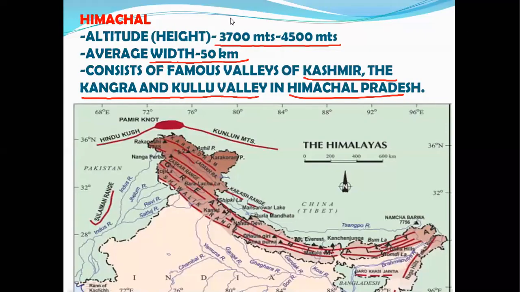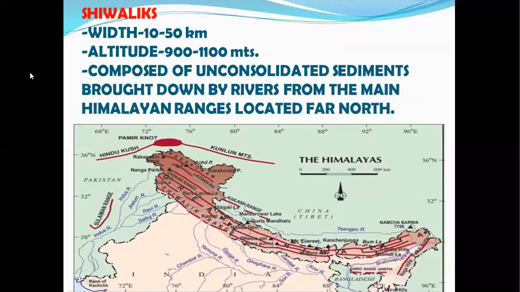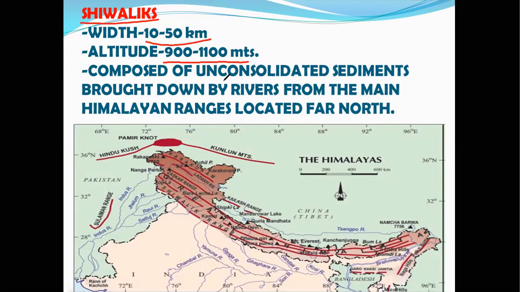Next comes the outermost range of the Himalayas, and that is Shivaliks. The width of mountains here is about 10 to 50 kilometers. The mountains have an altitude of about 900 to 1100 meters, and the mountains in the Shivalik range are composed of unconsolidated sediments brought down by rivers from the main Himalayan ranges located far north. So these are the areas that fall under the Shivalik range.